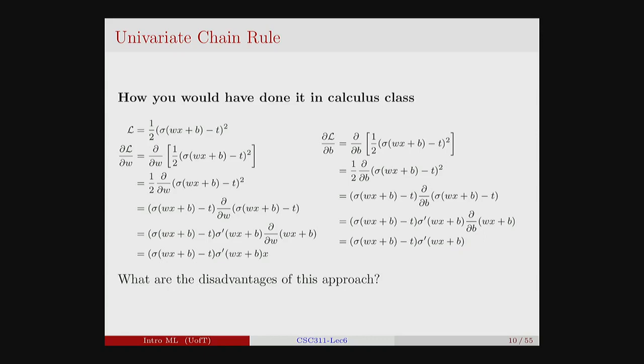So what are some of the disadvantages of just doing this manually via calculus? Yeah. It's easy to make a mistake because for each and every weight in the model, you have to rederive these rules, and so one mistake would propagate through all these derivatives. That's a good point. Any other disadvantage you can think of?